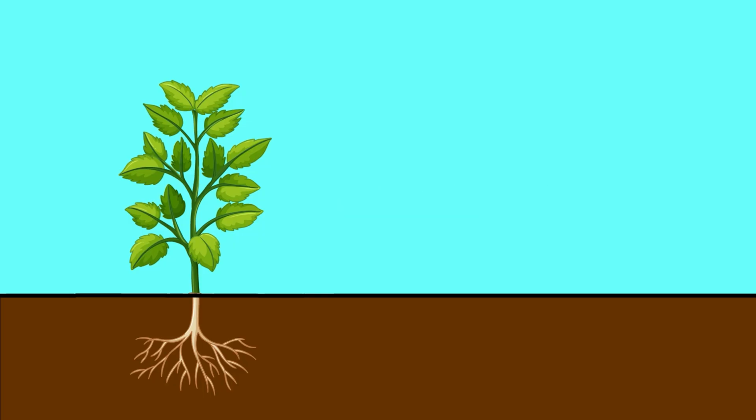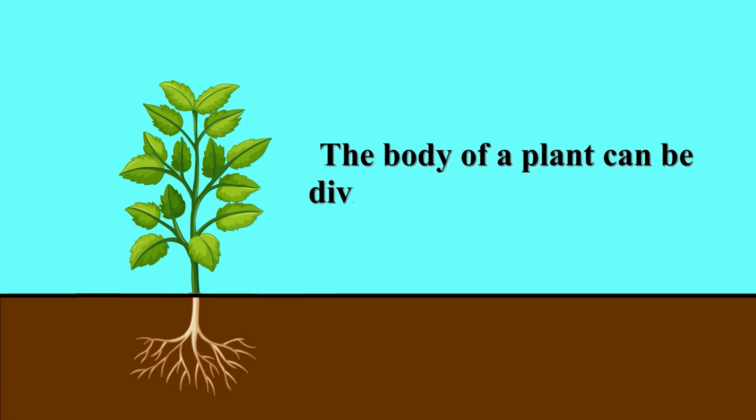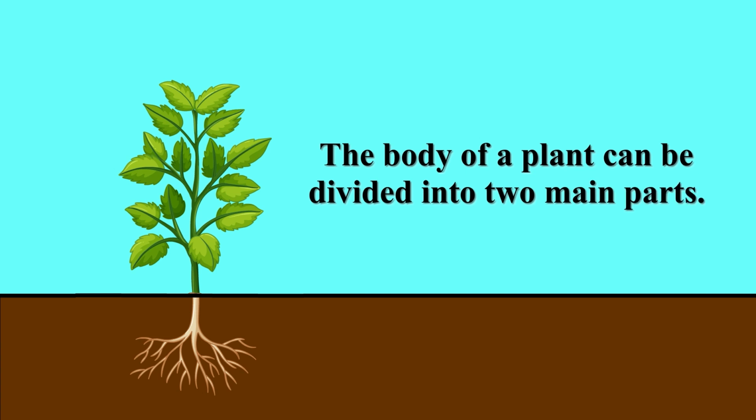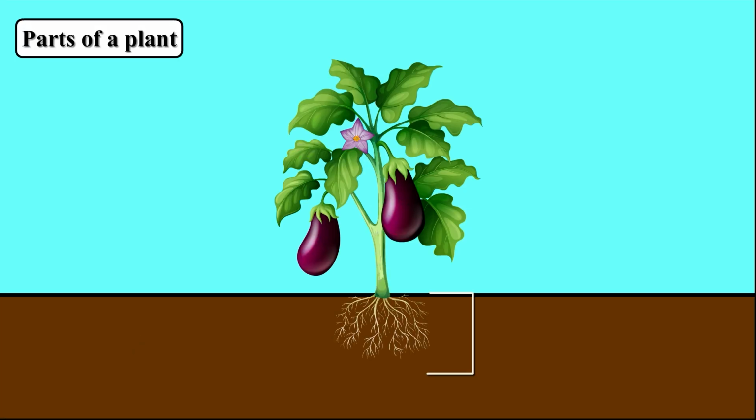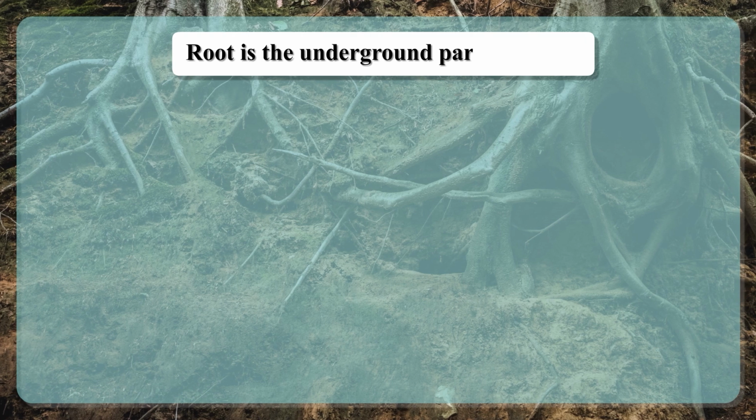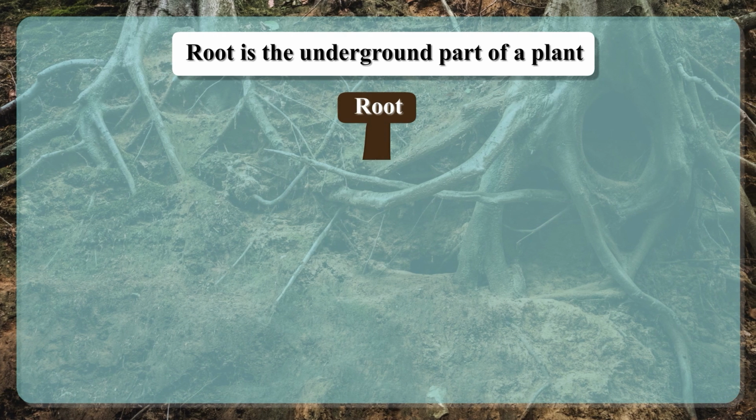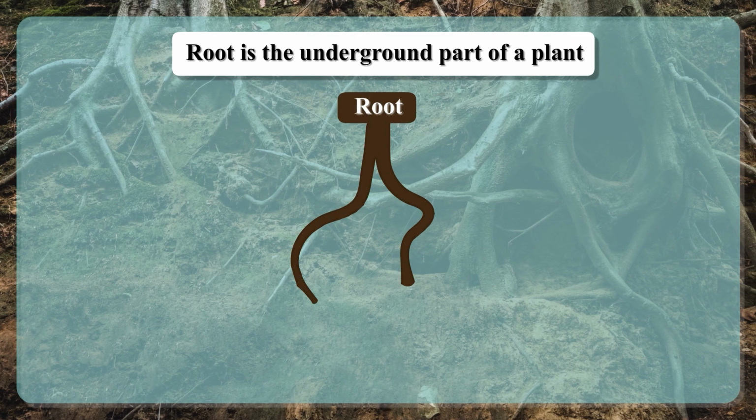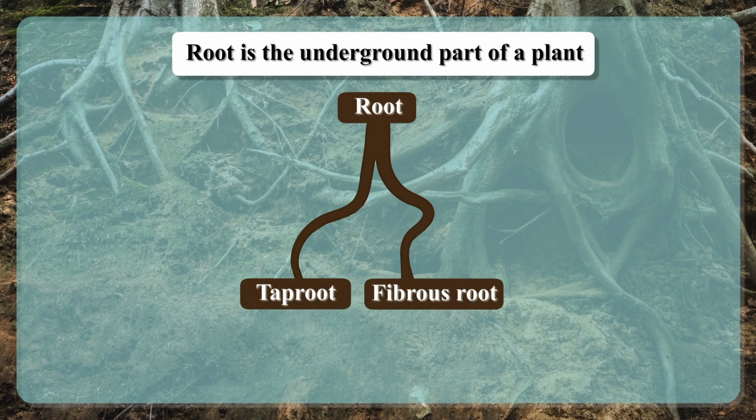Parts of a plant. The body of a plant can be divided into two main parts: root and shoot. The first part below the ground is called the root. The second part above the ground is called the shoot. Root is the underground part of a plant. There are two main types of roots: taproot and fibrous root.